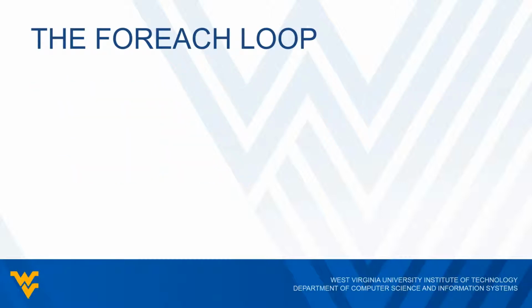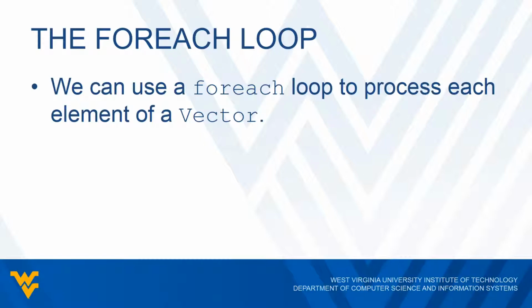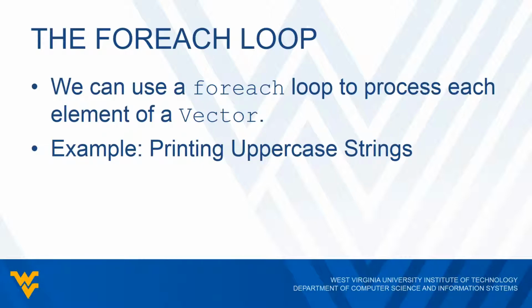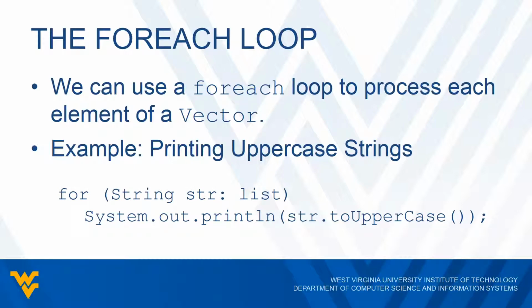And if we want to process each element of a vector, well, since we don't really have an index per se, we can use the for each loop to take care of that. So we can process each element of a vector using the for each loop. So just to give an example, we want to print uppercase strings, we can do something like for and then String str and then have our list be our array. So just like we were using the for each loop for arrays, we can use the same setup for our vectors. So we have the name of our vector right here, and then the element in there would be stored in str, and then I can just print something like str.toUpperCase.